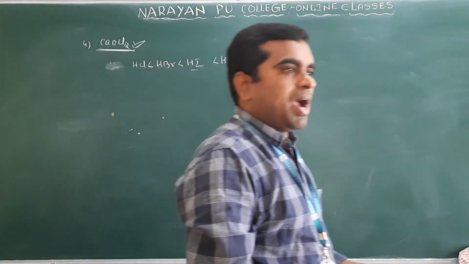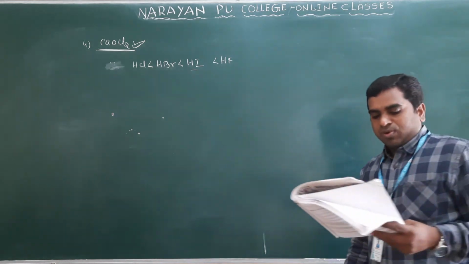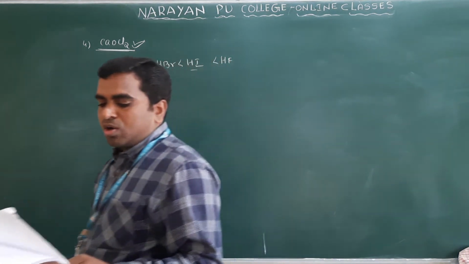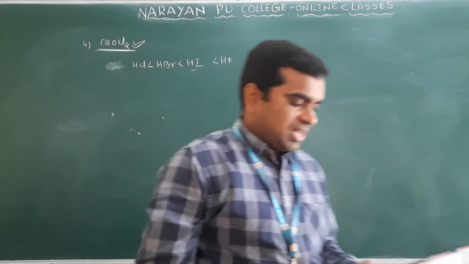HF can form which one? Hydrogen bonding, but other halogen acids cannot. Clear? So that's why. What is the option here? There is a strong hydrogen bonding between the HF molecules. That is, option 4 is the correct one.